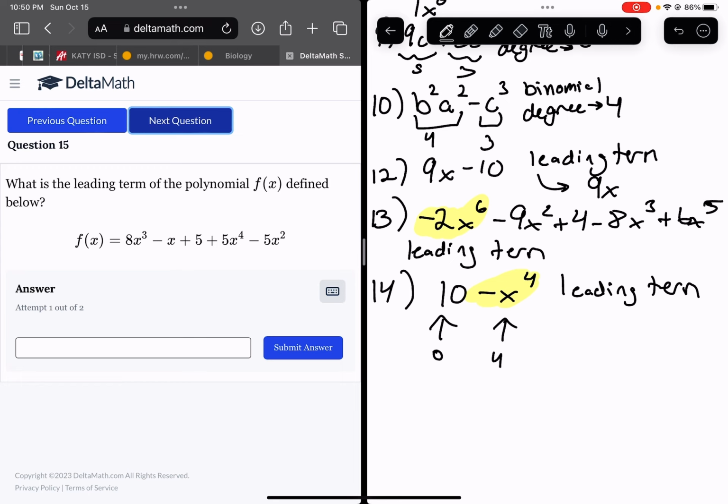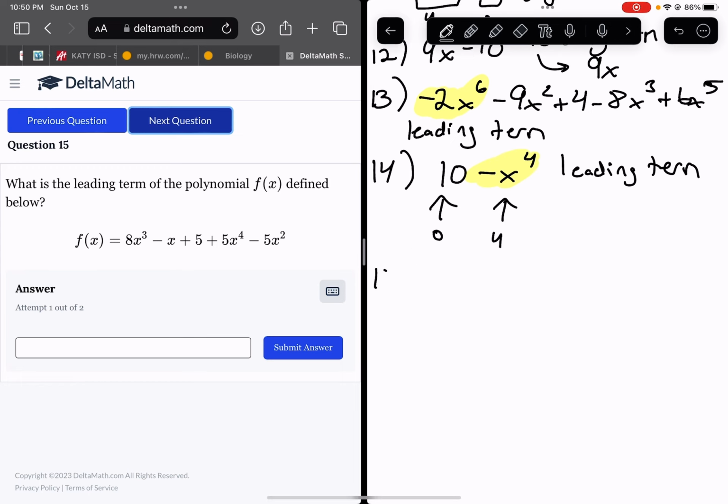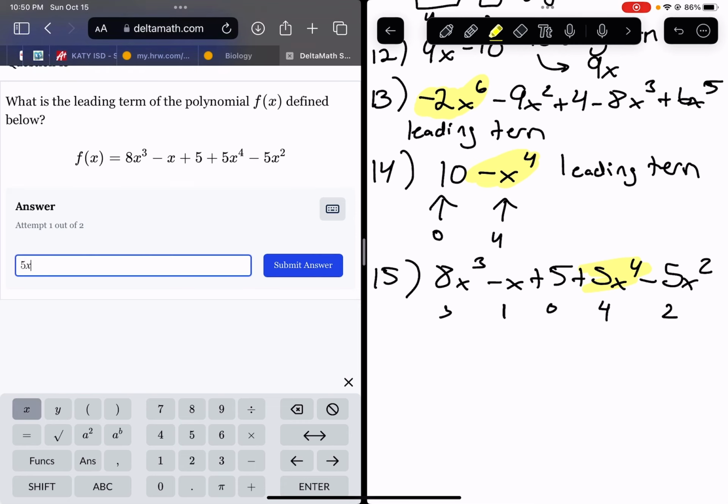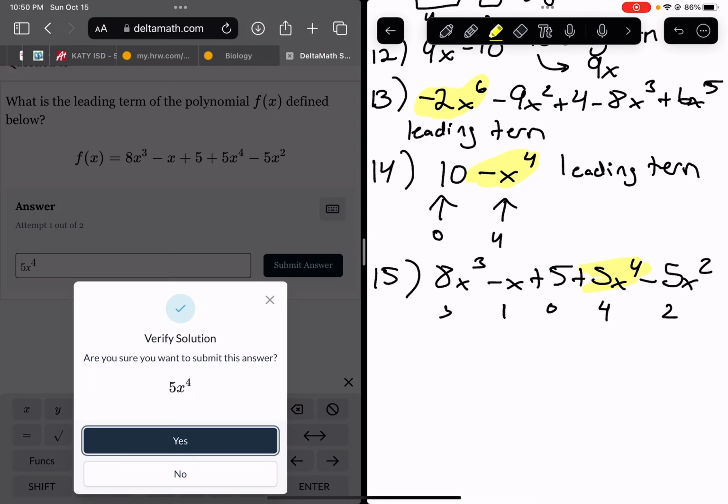All right. So here, let's copy down our problem. 8x to the 3rd minus x plus 5 plus 5x to the 4th minus 5x squared. So if we go term by term, we can see that this guy is a degree 3, this guy is a degree 1, degree 0, degree 4, and degree 2. So the overall degree of the polynomial here is going to be 4. All right, and therefore that is my leading term. So we're going to have 5x to the power of 4.